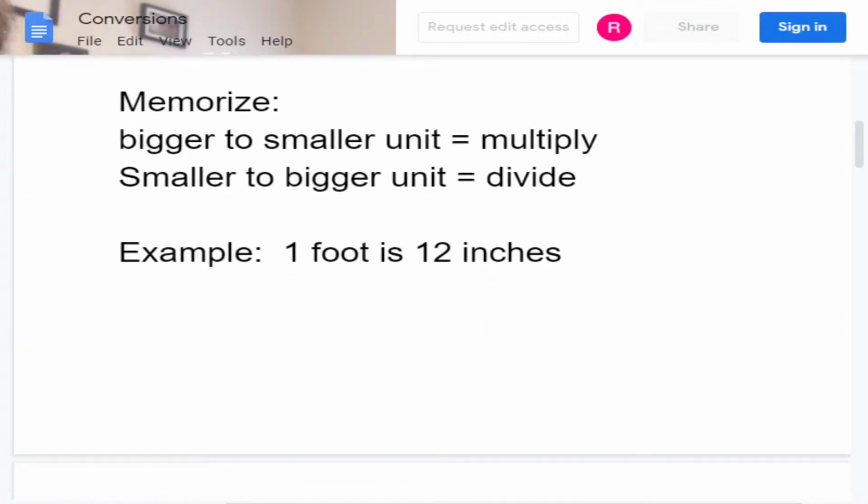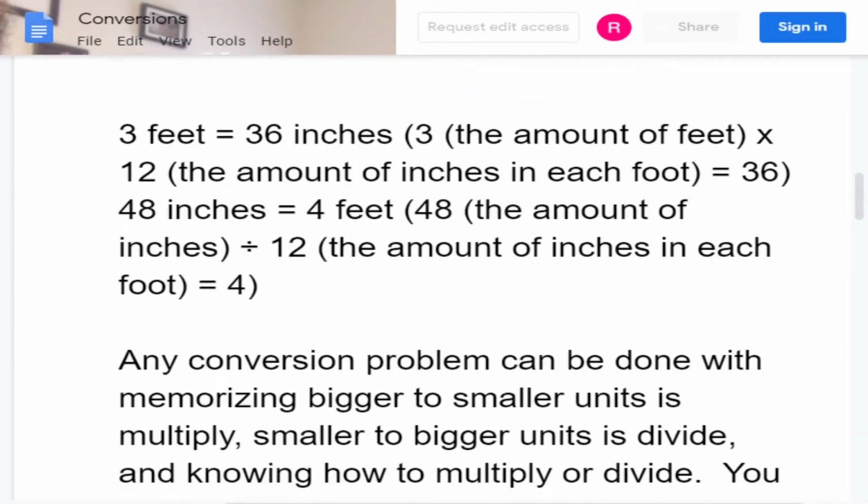So here's an example. We all know 1 foot is 12 inches, right? Think about a ruler. So 3 feet equals 36 inches. Okay, so 3 is the amount of feet times 12, the amount of inches in a foot, equals 36. Because from feet to inches, we're going from a bigger unit to a smaller unit, and that means that we have to multiply. 3 times 12.